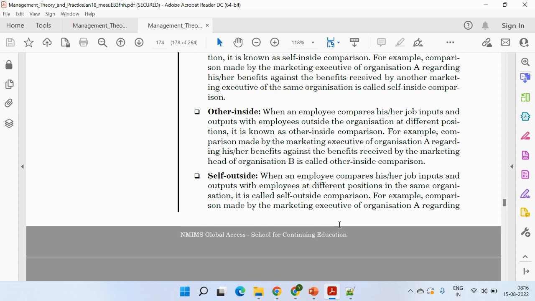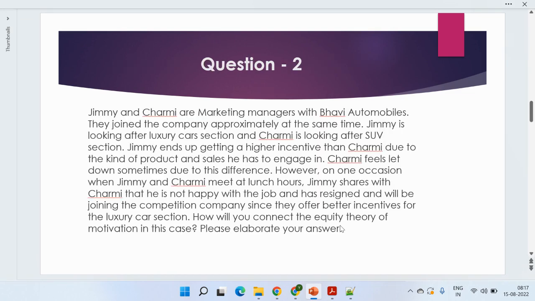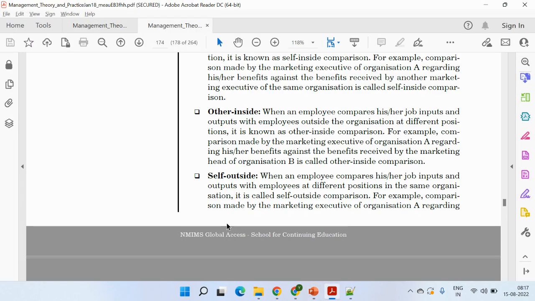You are comparing with the same position in your company, you are comparing with the same position outside the company, you are comparing with another position in the same company, or another position in another company. So these are the four things you need to refer to. So if you talk about Jimmy and Charmy, both are in the same company, but in different positions, right? But Jimmy shares in the end that he is not happy with the job and resigns to join the competitive market. It means the other competitive company with the same position, right? So you just need to give a reference of all these four things.